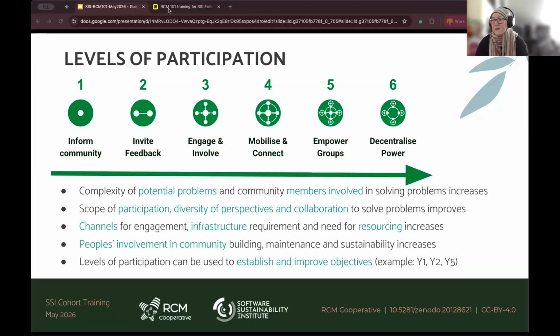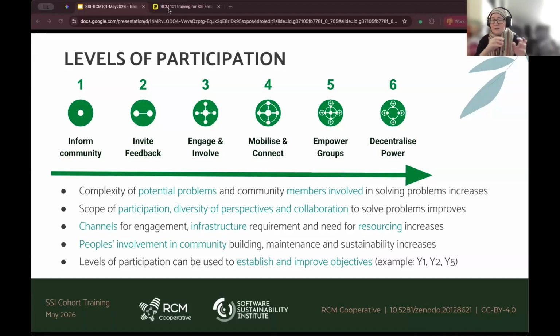Infrastructure requirements and needs for resourcing also increase from the left to the right. So with more complexity, it really takes more time to do things, and it also takes more people, so more people resource to actually make it happen. And then also people's involvement in the community building, the maintenance and sustainability increases. So you essentially need more people to run the community, to be community managers in the community.